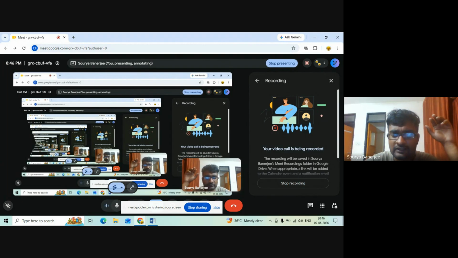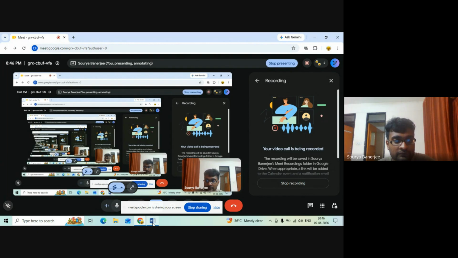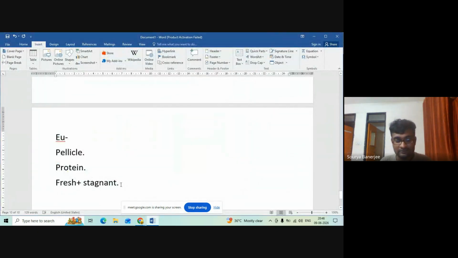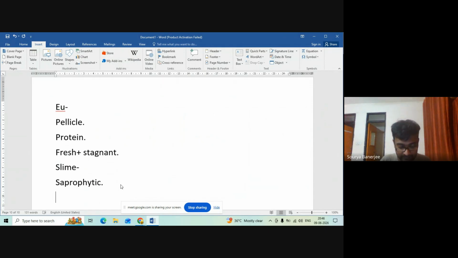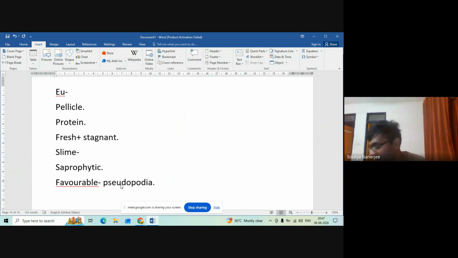Now coming to slime molds. Slime molds are saprophytic. Slime starts with S. So the first point is saprophytic. The next point is in favorable condition. In favorable condition, what happens? They make pseudopodia.